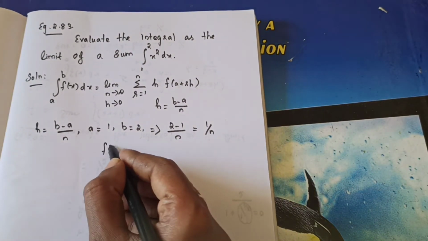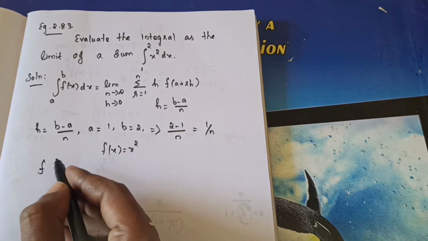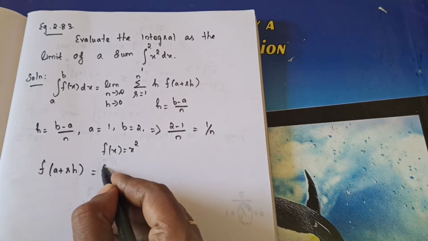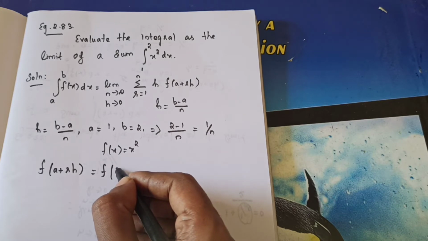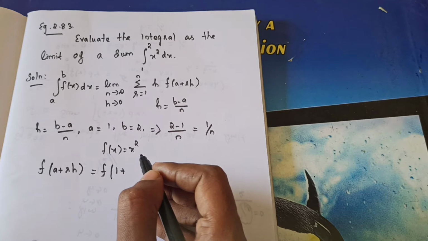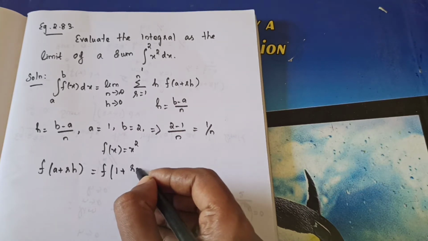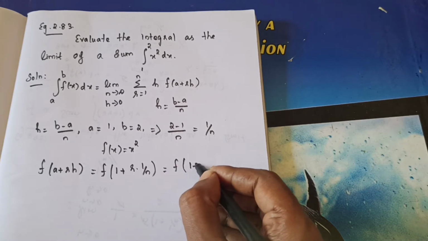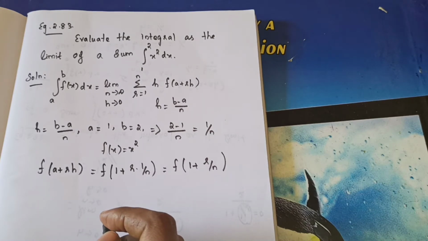Next, what's the f of x in this question? x square. Is it right? So afterwards, f of a plus rh we need to find. What's the a value? a value is 1. So f of a plus rh, h is 1 by n, so that's equal to f of 1 plus r by n.